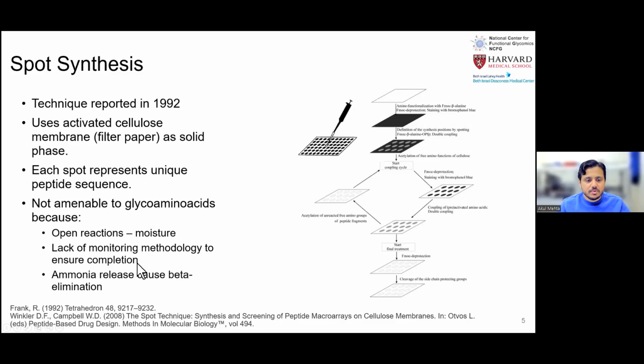There was also a lack of monitoring methodology. To ensure completion, usually when you're doing this spot synthesis, there was a staining method involved, which tells you if you did get some reaction, but it does not tell you to what extent the reaction is complete. It's a very qualitative test. And the last issue was that the ammonia release, when you try to release these peptides from the surface, could cause beta elimination and other issues with glycopeptides, especially O-linked glycopeptides, right?